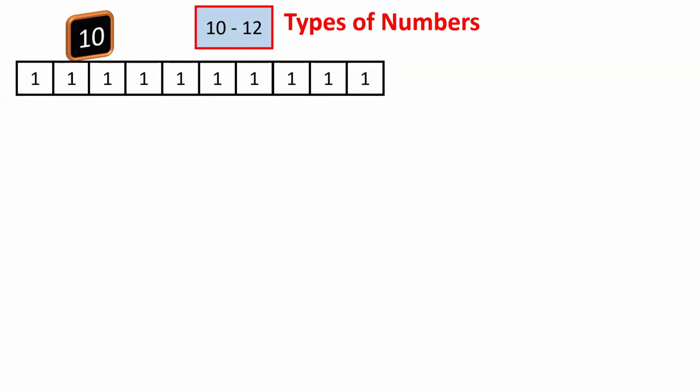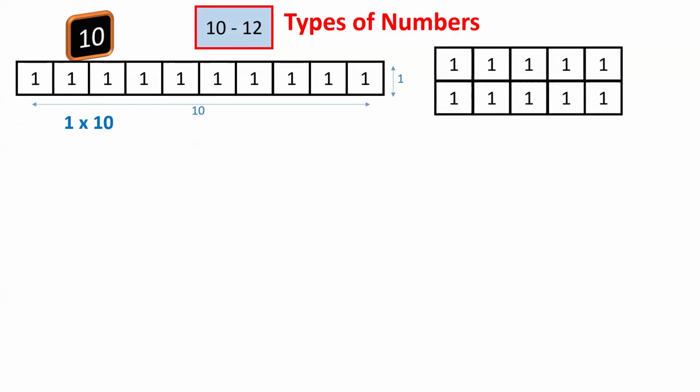10 gives us 1 by 10, for sure. So therefore, 1 and 10 are considered to be the factors of 10. Can it be rearranged for anything else? Let's see. Can it be 2 by something? Yes, it could. It can be 2 by 5. As such, 1, 10, 2, and 5 are all factors of 10. And the number 10 can be rearranged to not just form a 1 by 10 rectangle, but something else as well.